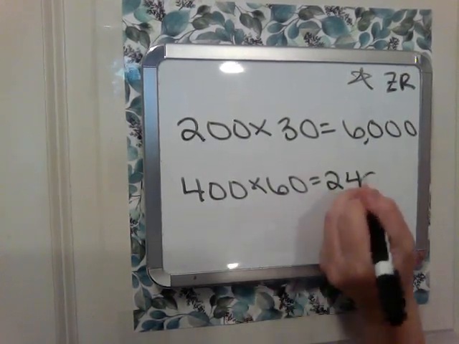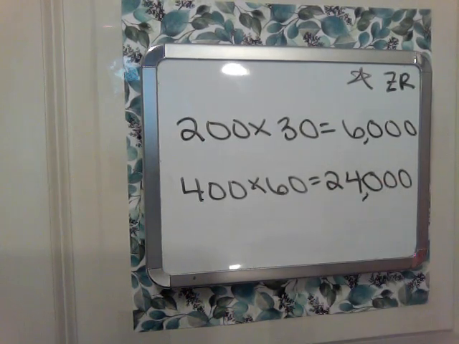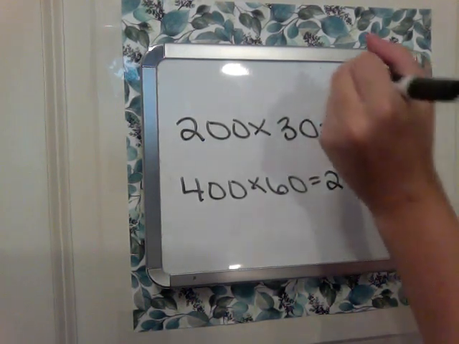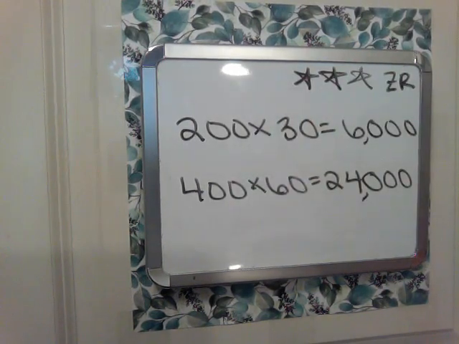1, 2, 3 zeros. Ones, tens, hundreds, comma. So 200 times 30 is 6,000. And 400 times 60 is 24,000. You can get 1 star for each equation. That's up to 2 stars here.